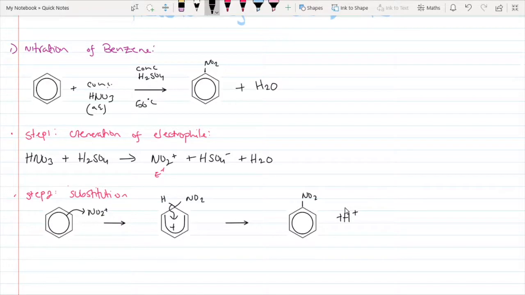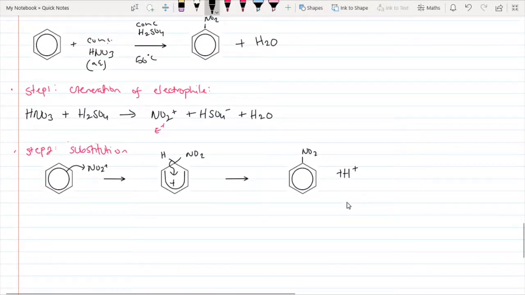Now we move on to our step 3. We have formed our nitrobenzene, however we still need to regenerate our catalyst. Therefore our step 3 would be the regeneration of the catalyst.